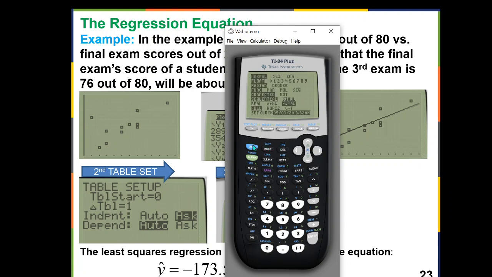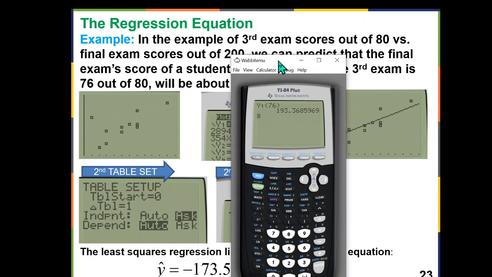Where is y1? Now y1 is also under variables, under y variables, and under function, right there, y1. You press enter, bring it to the home screen, put parentheses, and put 76. There. So according to our model, the average final exam score for those students who average 76 on the third exam is about 193 out of 200.